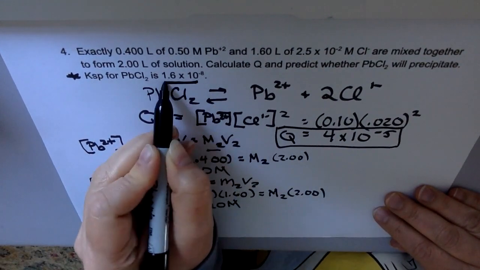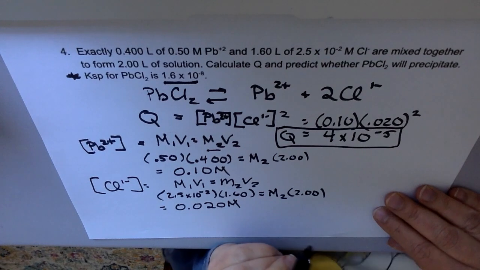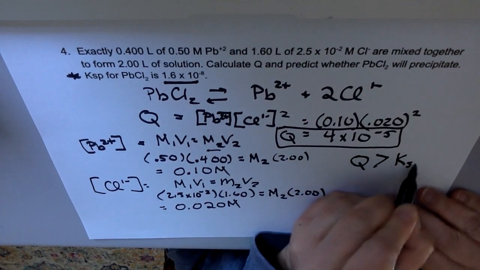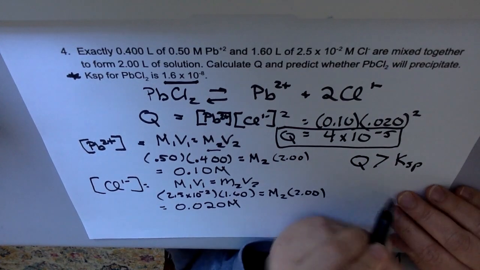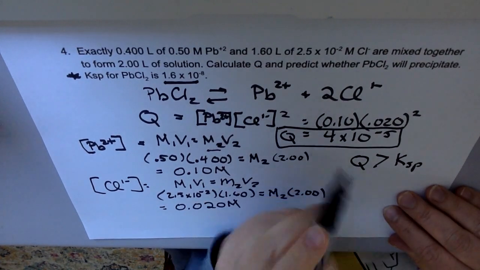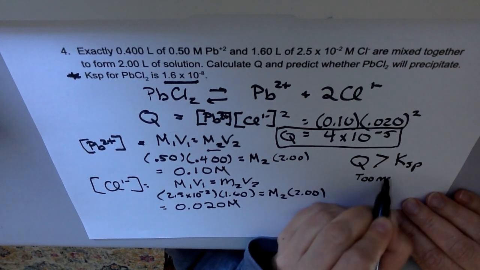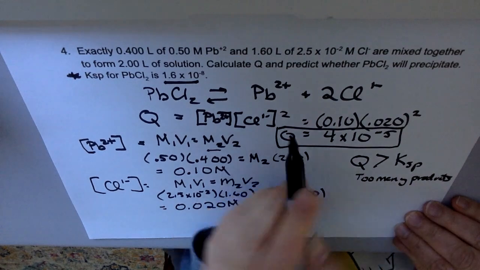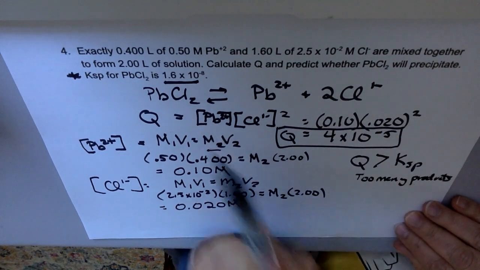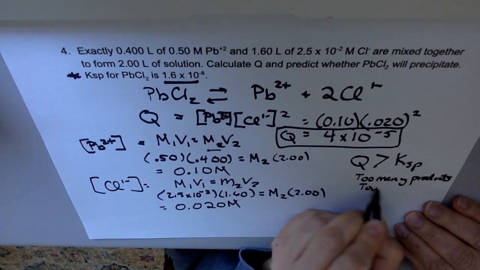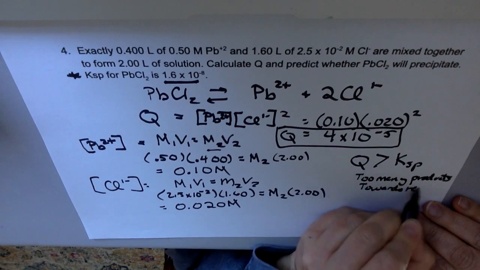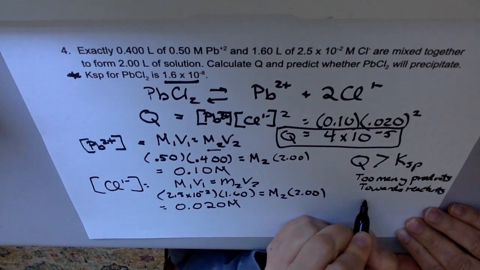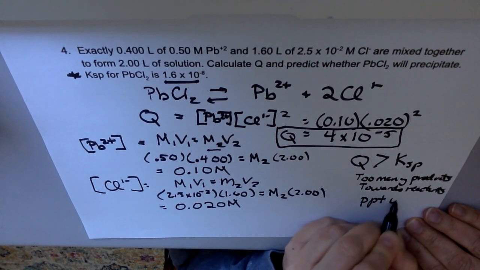Here is our Ksp. All right, as you can see, Q is greater than the Ksp. That means we have too many products. That's going to drive the reaction, the equilibrium, towards the reactants, which means that a precipitate will form.